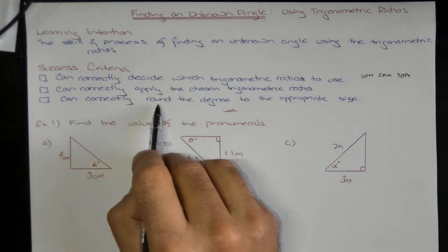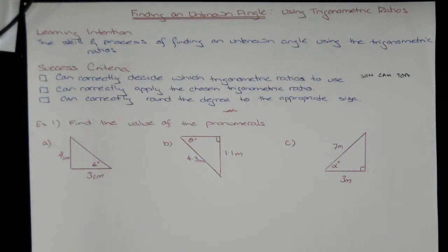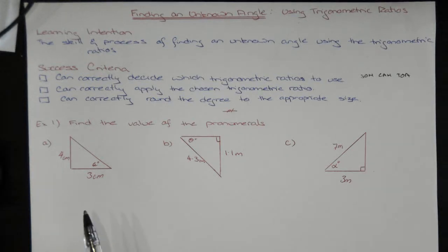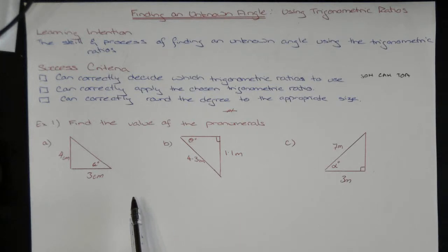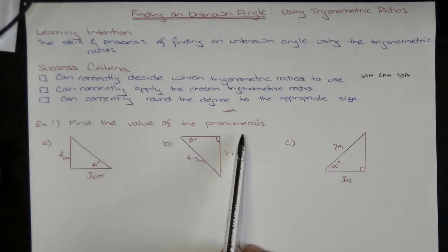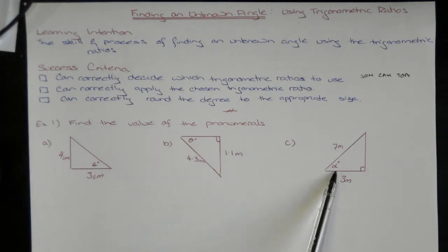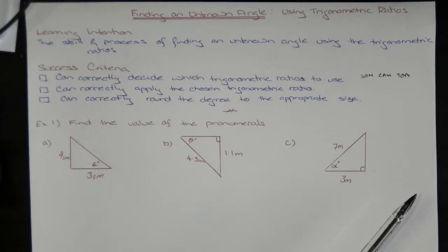Be able to correctly apply the chosen ratio and correctly round to the nearest degree or minute, depending on what the question is asking. So we're going to find the value of the pronumerals. So the pronumerals are the angles in these examples using our trigonometric ratios.